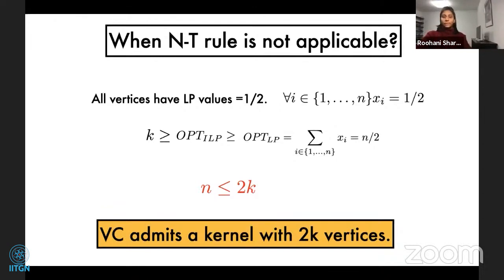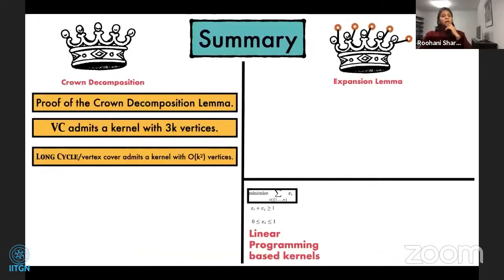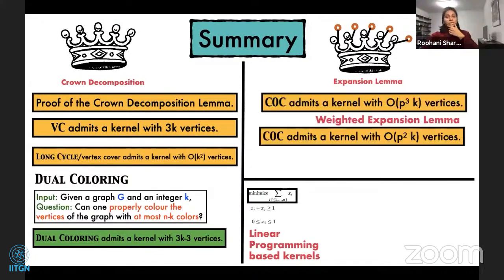So let me just go to the summary. We discussed these three techniques. Basically we discussed these two results. I couldn't do the third result here. But in case someone wants to follow up on the kind of things that we have done, I have some pointers in green boxes that you might be interested in looking at. For the expansion lemma, we saw an application of the expansion lemma for the COC problem. We saw that using weighted versions of the expansion lemma, you can actually improve the kernel sizes.